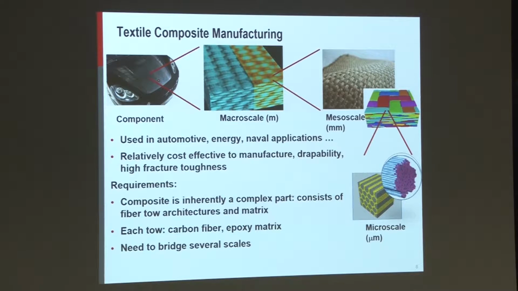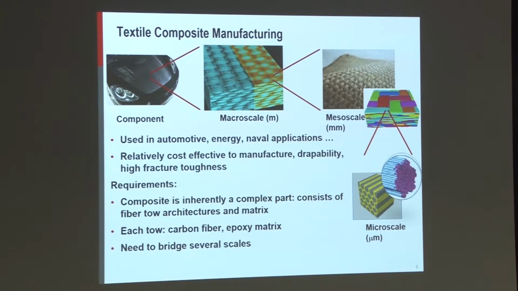Now, textile composites are used predominantly in automotive, energy, naval applications, and so on. And they are relatively cost effective to manufacture, and they have relatively higher fracture toughness. A very good aspect of these materials is the drapability. That is, it can conform to the shape of a component well, thereby minimizing any damage that could occur in the reinforcing fabric themselves. Having said that, these materials are very complex.